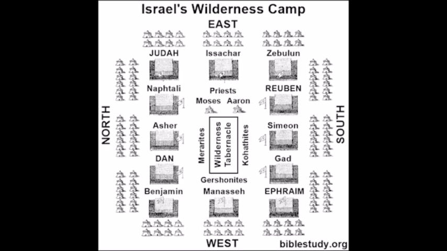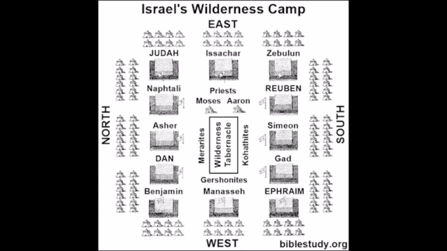So the first three, Judah, Issachar, and Zebulun, are on the eastern side. Reuben, Simeon, and Gad are on the southern side. Ephraim, Manasseh, and Benjamin are on the western side. And finally, Dan, Asher, and Naphtali are on the northern side. And the first tribe of each of those groups of three is the main tribe that they will refer to as the camps of.